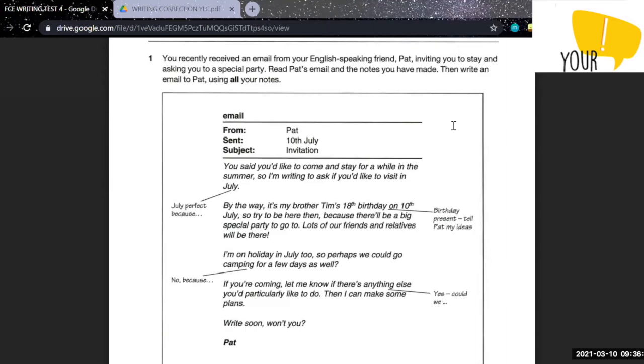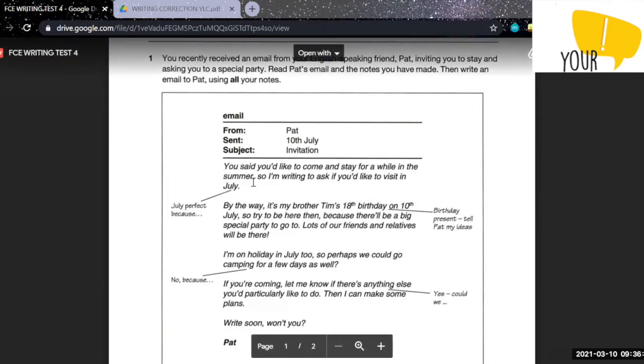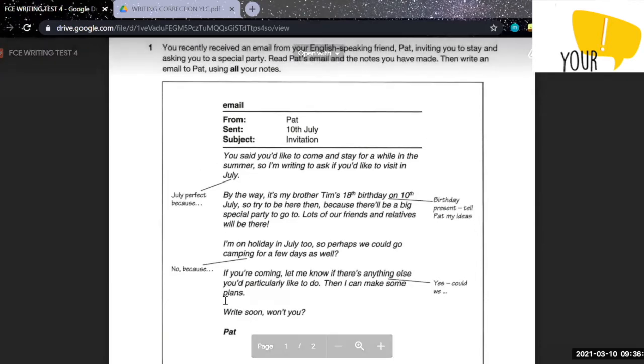Okay. So we're writing an email. So what kind of tone do we think this will be? How formal? Informal, I think. Yeah, exactly, because we're writing to a friend. So here in the letter, she's talking about July, asking if you'd like to visit in July. That is perfect. Talking about an 18th birthday and camping.